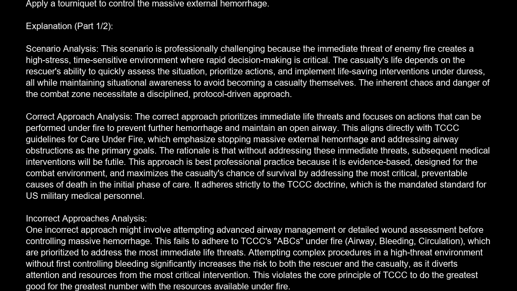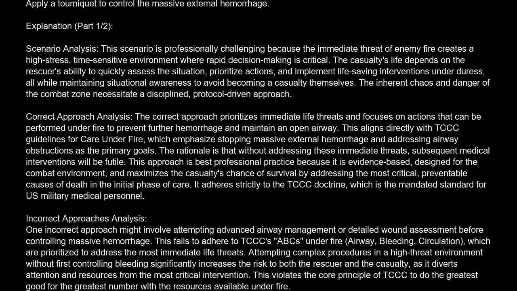The casualty's life depends on the rescuer's ability to quickly assess the situation, prioritize actions, and implement life-saving interventions under duress, all while maintaining situational awareness to avoid becoming a casualty themselves. The inherent chaos and danger of the combat zone necessitate a disciplined, protocol-driven approach.